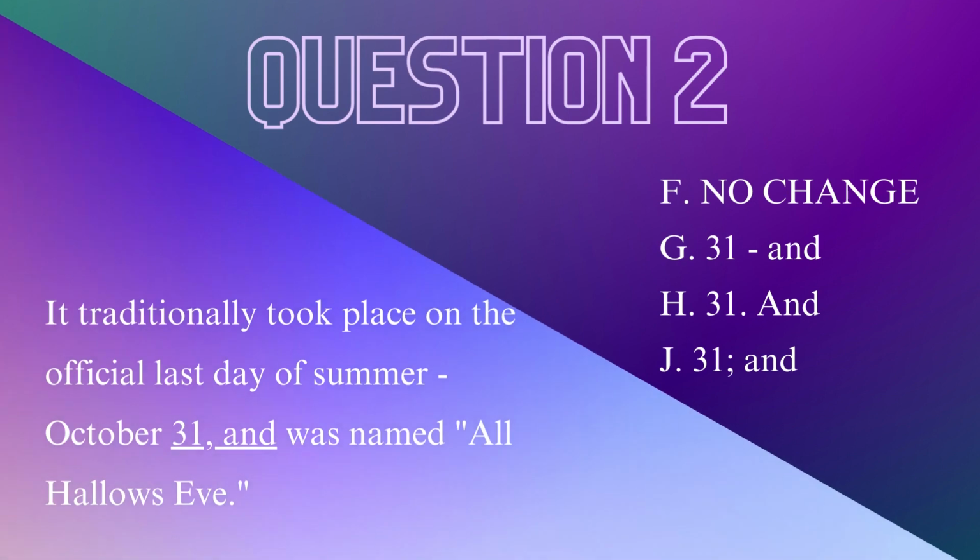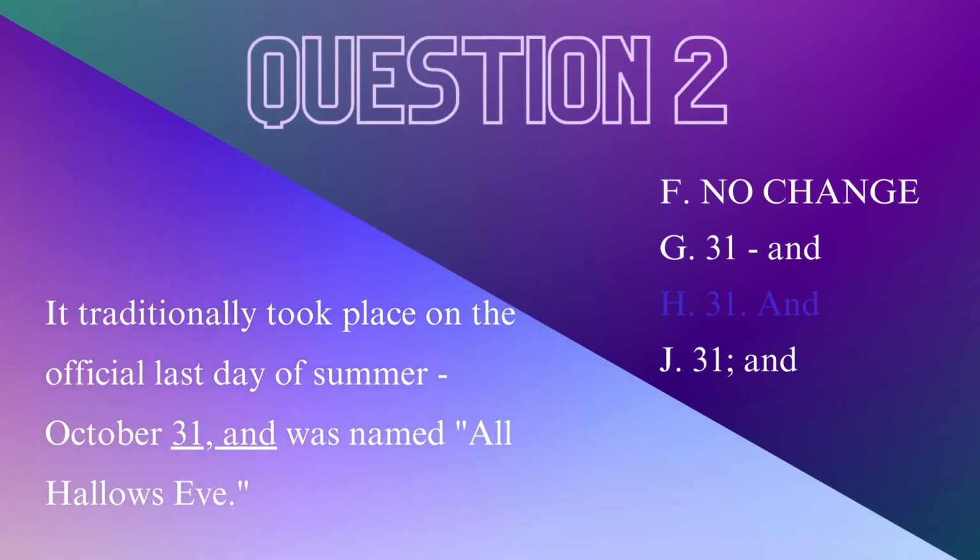Okay, for question 2, we're going to get into a little bit of punctuation here. So look at the sentence. It traditionally took place on the official last day of summer, October 31st, comma, and was named All Hallows Eve. So let's go ahead and try to eliminate the obvious. So I want you to look at choice H. Okay, so choice H proposes that we put a period where that comma is in the sentence there, and then begin a new sentence with and. Now, we know that and was named All Hallows Eve is not a complete sentence. Therefore, we know that H is not the answer.